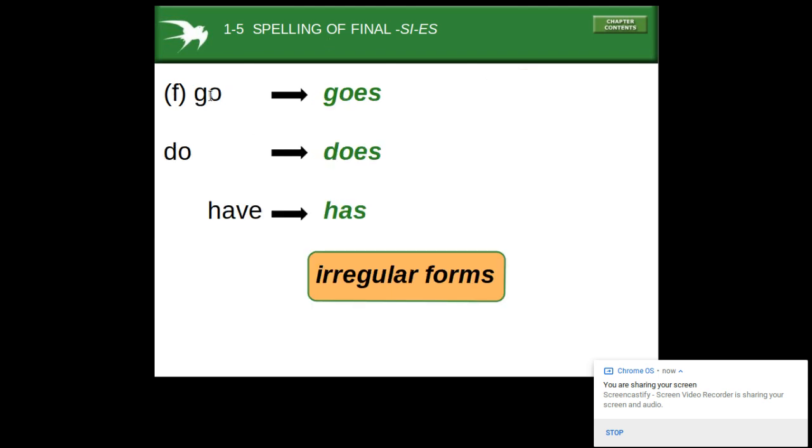Here's the word go, which ends with a vowel, add ES. Do ends with a vowel, add ES, right? Pronunciation goes. This one does. Okay. Have, you've got to remember this one. Have just becomes has. You probably know that already, right?